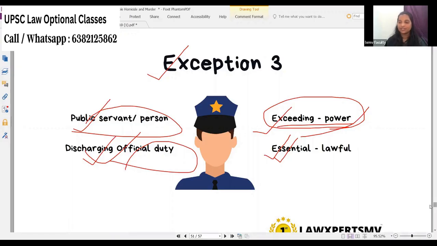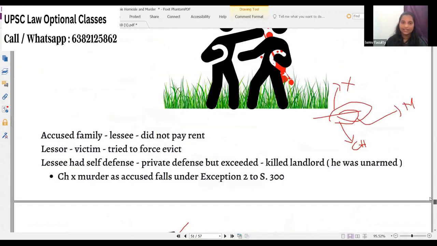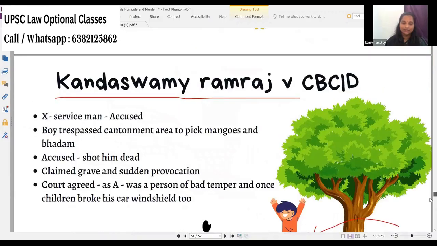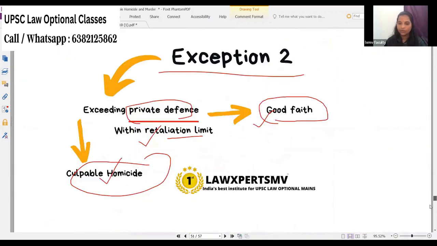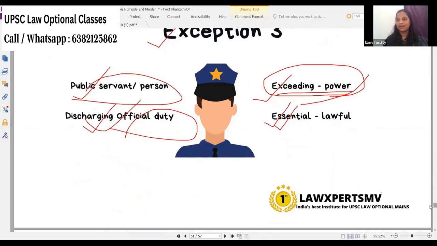Let me read you exception 3. It is very clear on exception 3. Lawful justification: you believe in good faith to save someone, it is lawful, everything okay. But if you try to harm someone and you are exceeding the power without knowing it, you cannot be left out. Then it should fall under murder. Okay, then only the exception will come in.